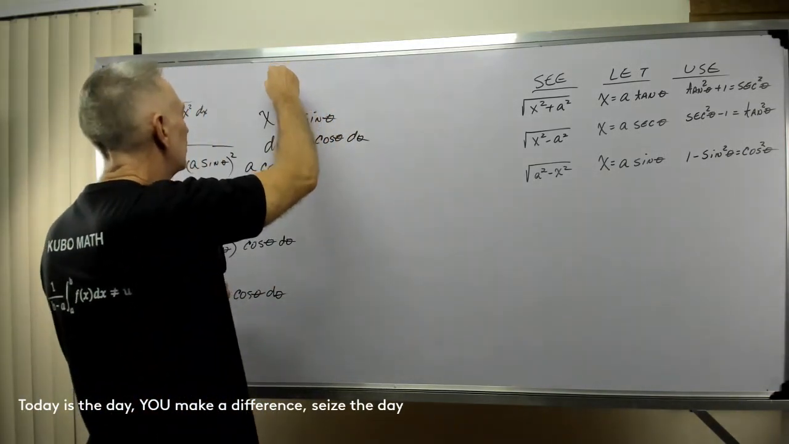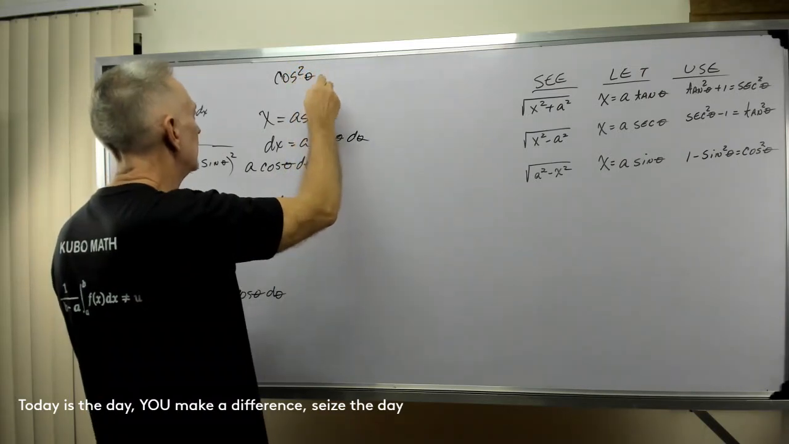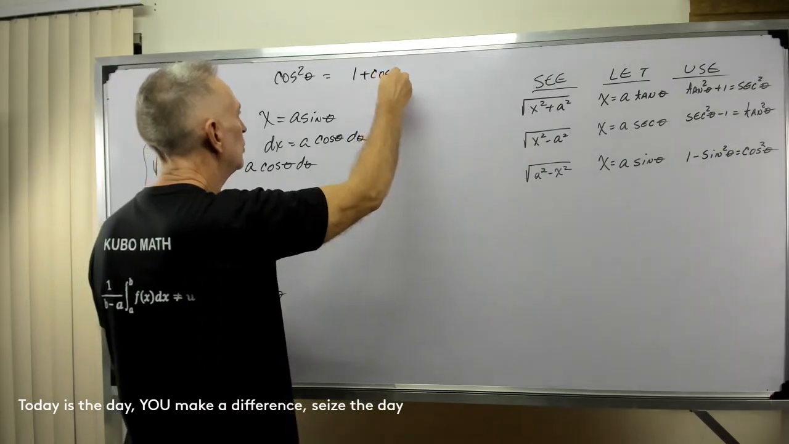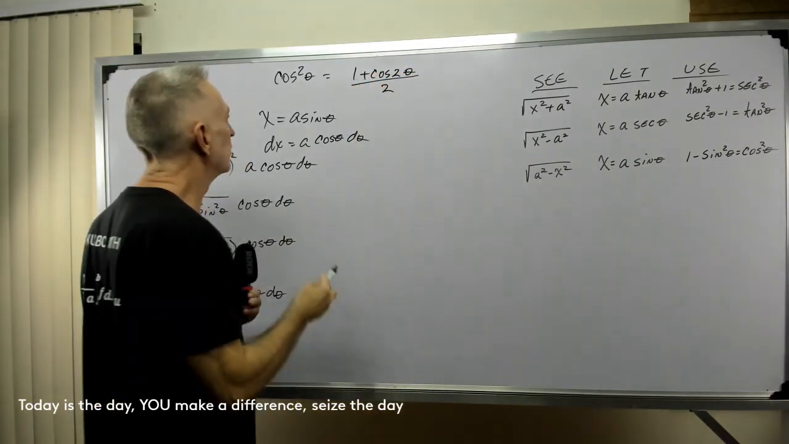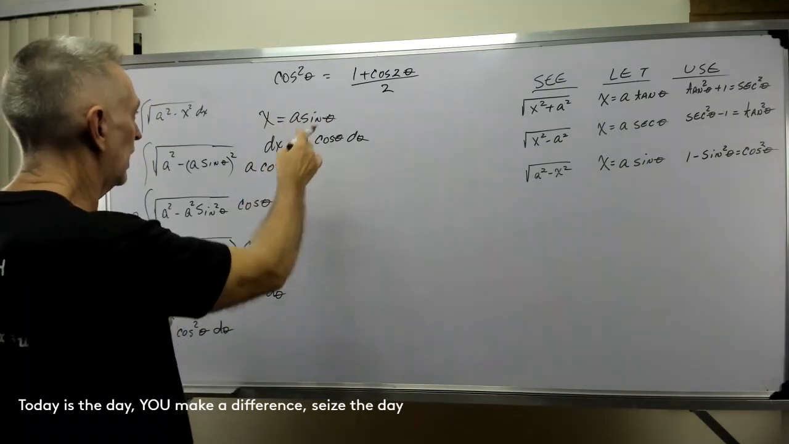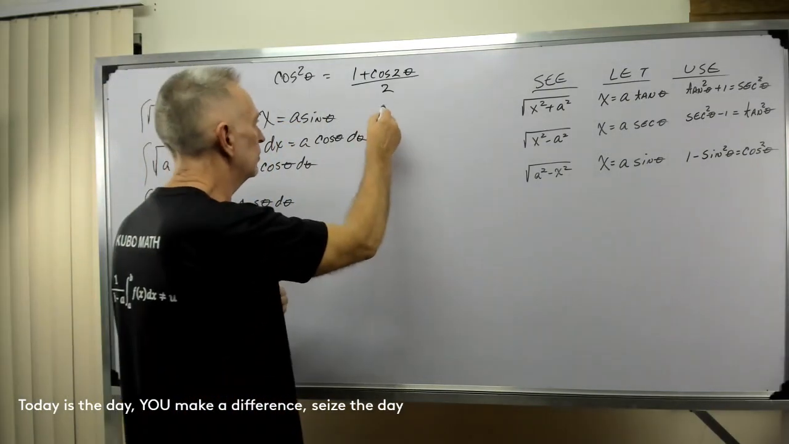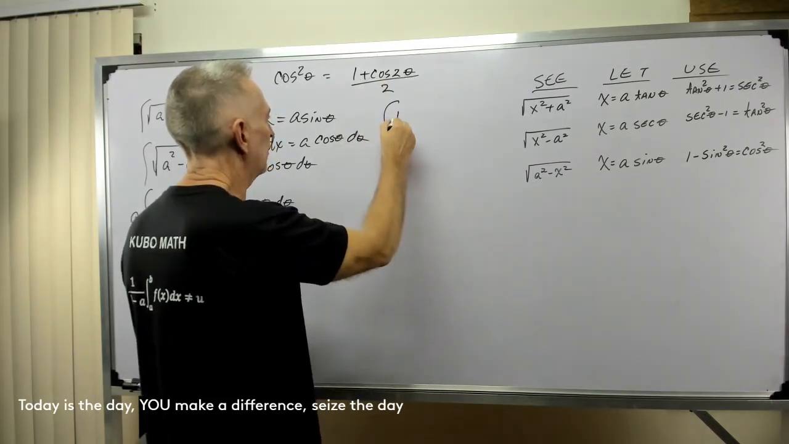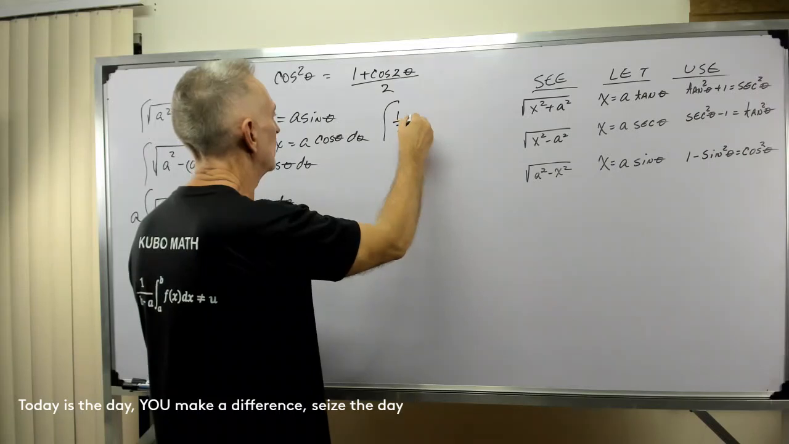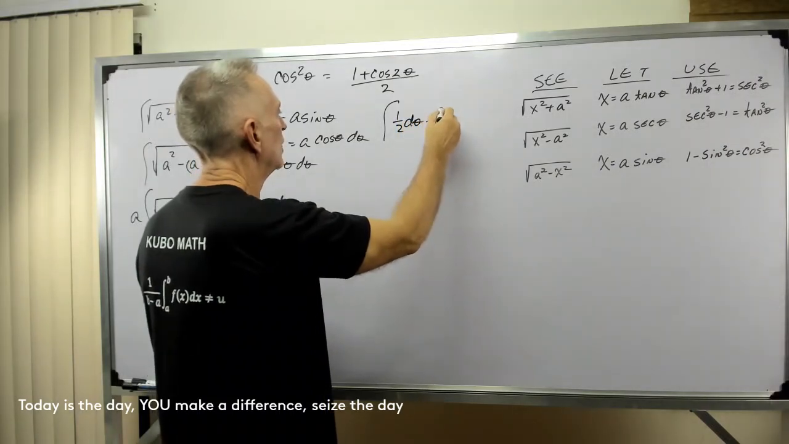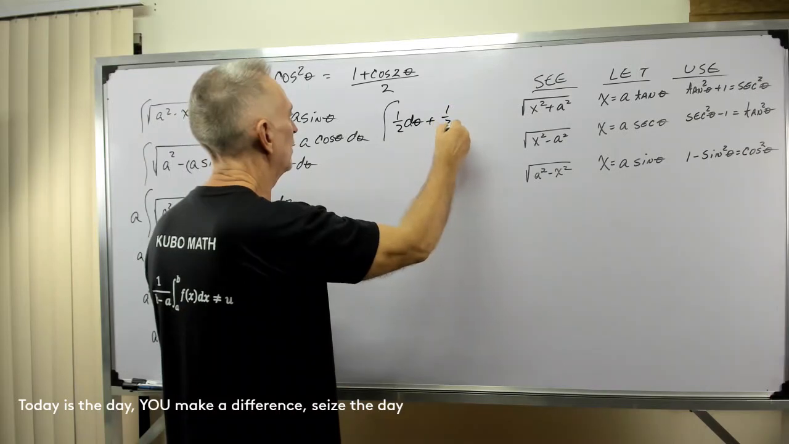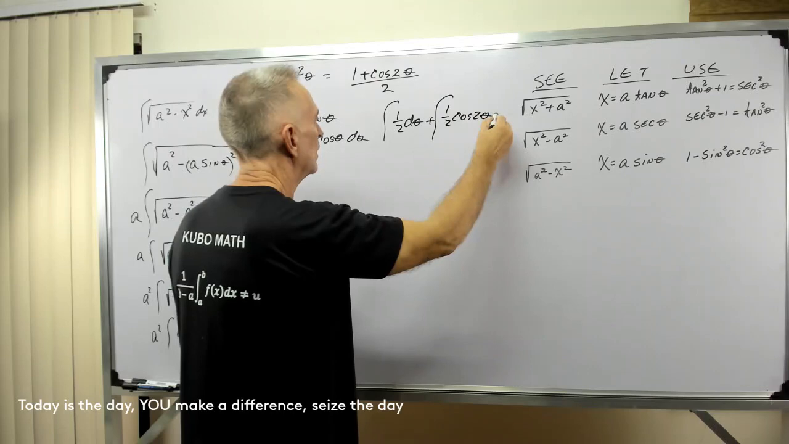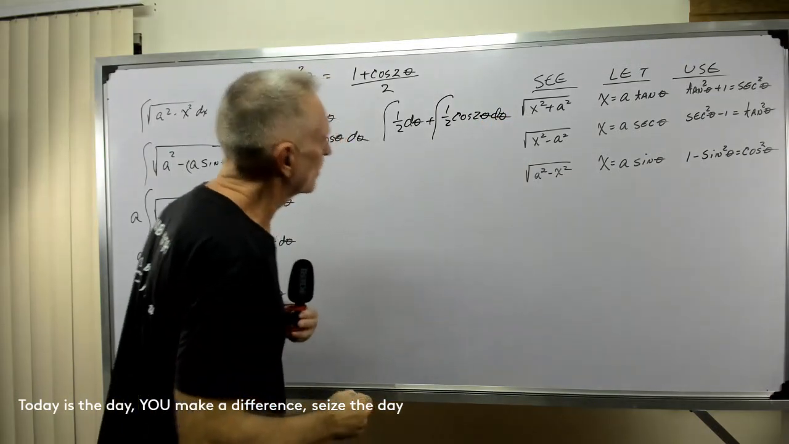In this case, I have cosine squared theta, and that equals 1 plus cosine 2 theta all over 2. So I can substitute that for cosine squared. Let me do that. I have the integral of, I'm going to bring that 1/2 out, 1/2 d theta plus 1/2 times cosine 2 theta d theta.